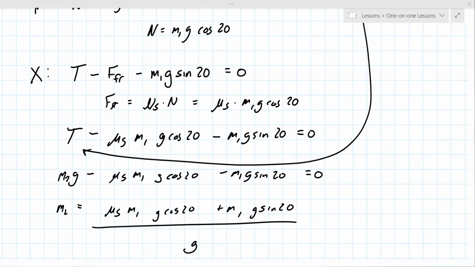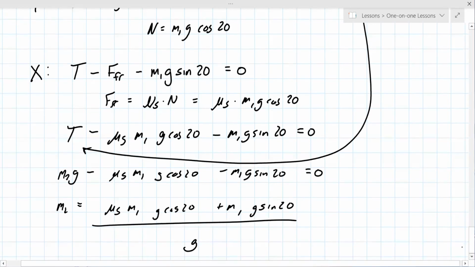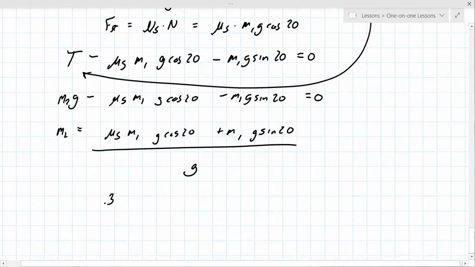So we're looking for M2, right? Yeah. And what's mu s in this case? The coefficient of static friction, and it's given in the problem. It's 0.3. So it's a bunch of symbols until the end, and then you plug in all the numbers. Yep.